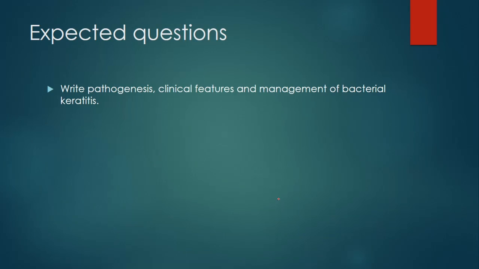What are the expected questions on bacterial keratitis? A very important question, and it is repeated most of the time, is the pathogenesis, clinical features, stages, and management of bacterial keratitis. In management of bacterial keratitis, you will have to write the investigations that are required. Apart from the pathological investigations that we mentioned here, we have to have some systemic investigations as well. Specifically, we have to rule out diabetes mellitus or any other immunocompromised state, and along with the bacterial corneal ulcer, we have to treat that also for complete healing.